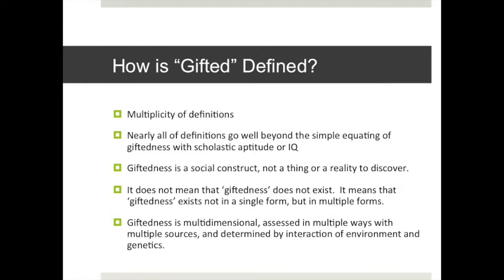Most people would informally define giftedness in terms of intellectual abilities. However, the field of gifted education has produced a multiplicity of formal definitions, nearly all of which go well beyond the simple equating of giftedness with scholastic aptitude or IQ. Giftedness is a social construct, not a thing or a reality to discover. It does not mean that giftedness does not exist. It means that it exists not in a single form, but in multiple forms. Giftedness is multidimensional, assessed in multiple ways with multiple sources, and determined by interaction of environment and genetics.